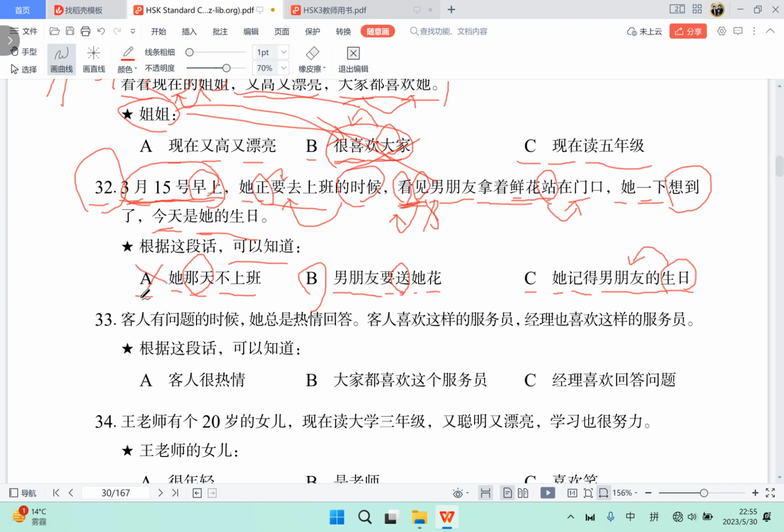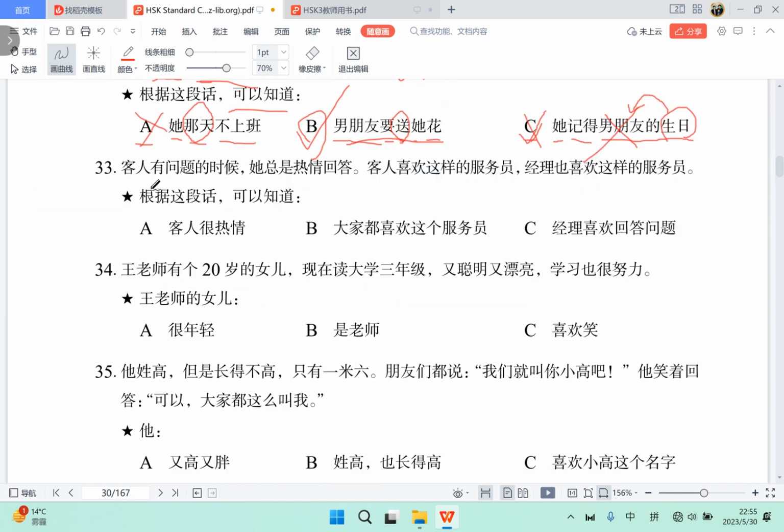Okay, so based on this paragraph, we know 她那天不上班 is wrong, she's going to work, so she has to work. And 男朋友要送她花, yes, with flowers, standing in front of the door. Well, I think this is very reasonable, right? Your boyfriend holding flowers in front of your door is definitely going to give these flowers to you. I don't think there could be any other use, so we should choose B. And C is not correct, because this is her birthday, not her boyfriend's birthday. And it seems this lady is quite busy, 她很忙, because she already forgot her own birthday. 她忘了她的生日. So this one we choose B.